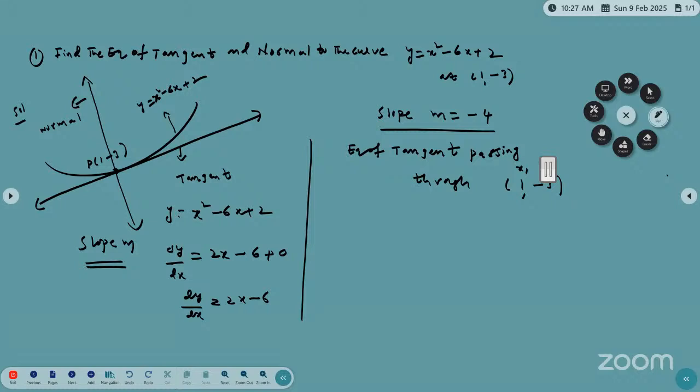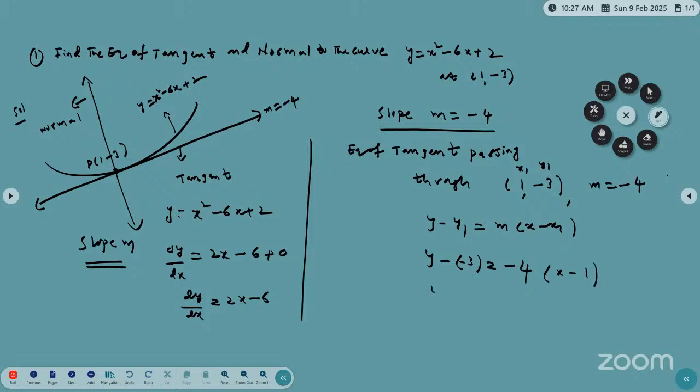1 comma minus 3. This line is passing through the point 1 comma minus 3. And what is the slope? Minus 4. What is the formula, dear students? Y minus y1 equal to m into x minus x1. Y minus, what is y1? Minus 3. What is m? Minus 4.